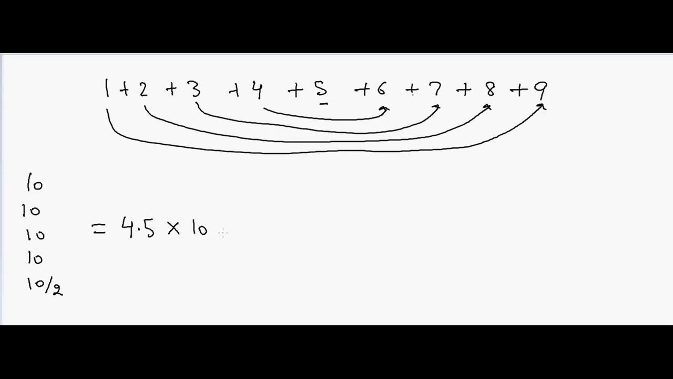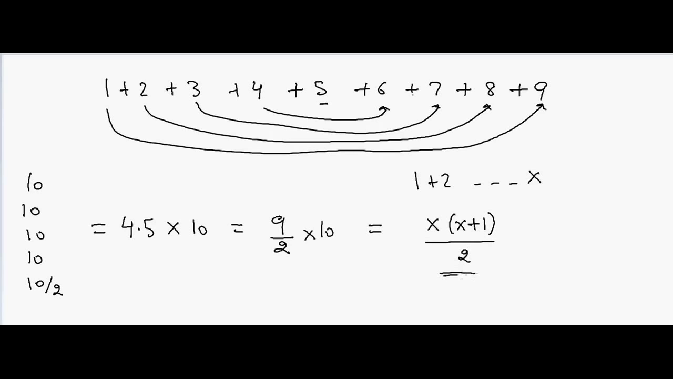That's 4.5 into 10. Again, if we look here, that will be equal to 9 divided by 2 into 10. So what's the 9 here? 9 here is the last digit. So suppose I have to add 1 plus 2 until x, we can write this as x into x plus 1, which is 10, divided by 2. We can use this formula for any kind of sequence.